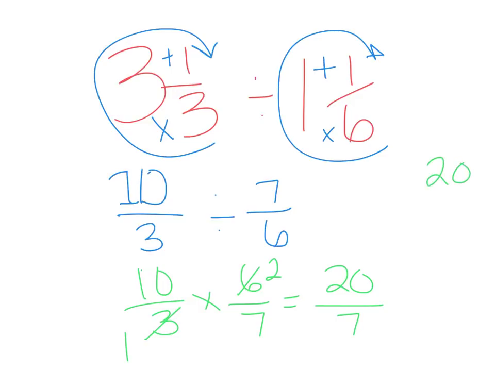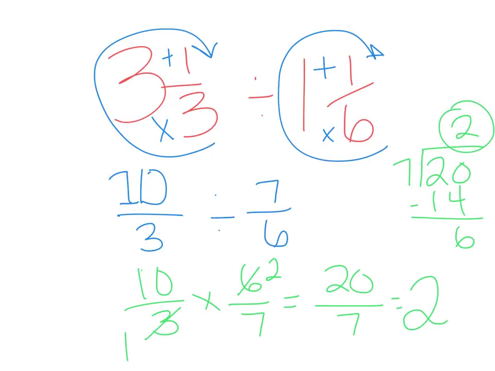Top dog in the house. It goes in 2 times. That's 14. 6 left over. Whole number is your quotient. Remainder is your numerator. Denominator stays the same. 2 and 6/7. So make sure your answer looks just like this. And make sure if you don't have it right, you fix it. Make sure we have our notes done correctly.